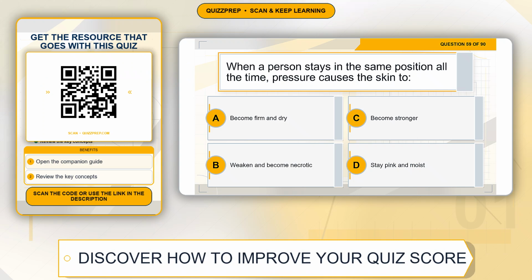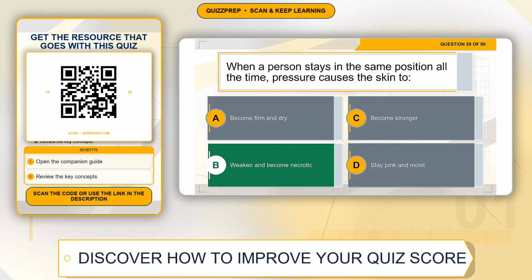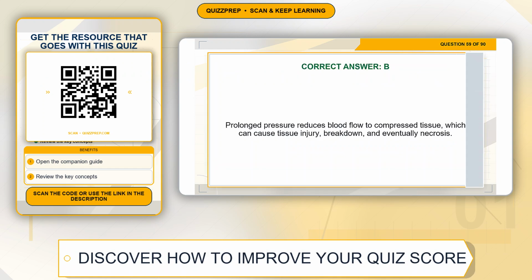Question 59. When a person stays in the same position all the time, pressure causes the skin to: Option A, become firm and dry. Option B, weaken and become necrotic. Option C, become stronger. Option D, stay pink and moist. The correct answer is option B, weaken and become necrotic. Explanation. Prolonged pressure reduces blood flow to compressed tissue, which can cause tissue injury, breakdown, and eventually necrosis.